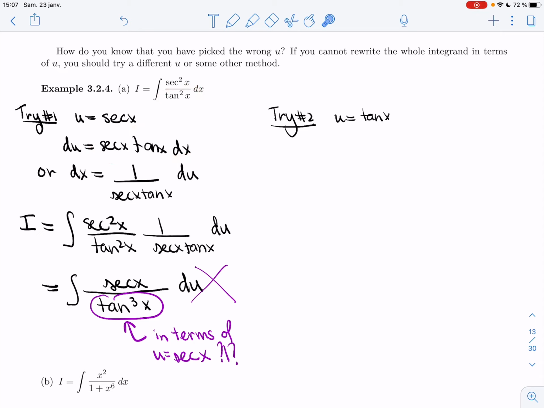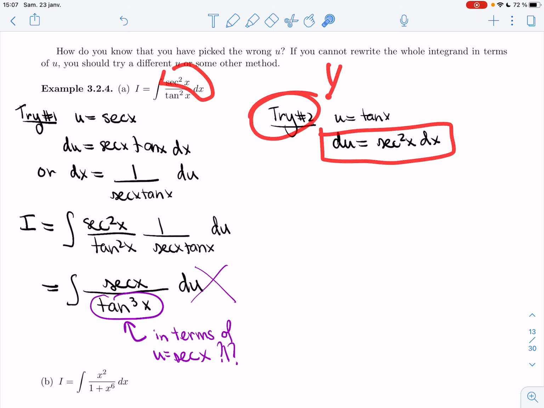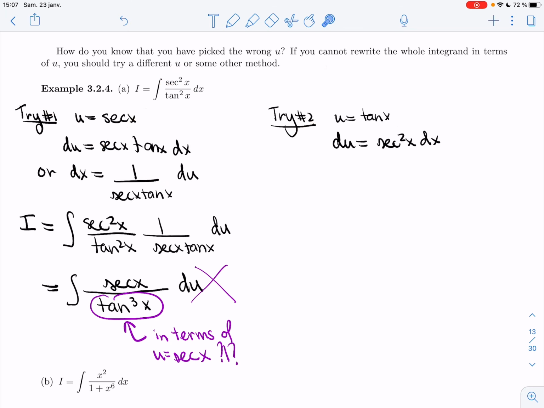All right, let's try u equals tan of x now. If I try u equals tan of x, du is secant squared of x dx. Now I like this. I have secant squared of x dx. That's the whole difference here. The fact that I have g prime of x dx in my integral tells me that this is right and that the other wasn't. This is much better because not only does clue 1 work, because I have tan inside a square, but clue 2 works. I have my secant squared dx.